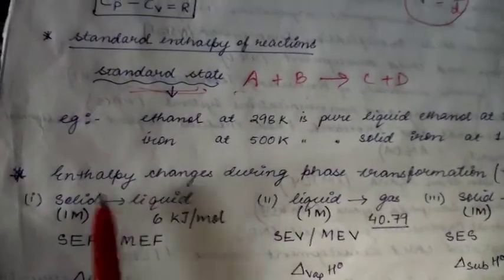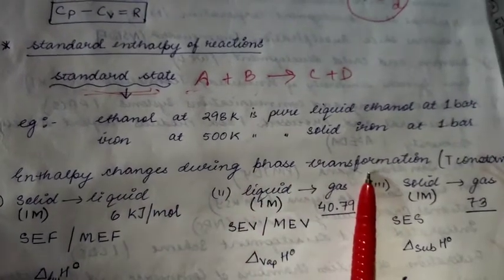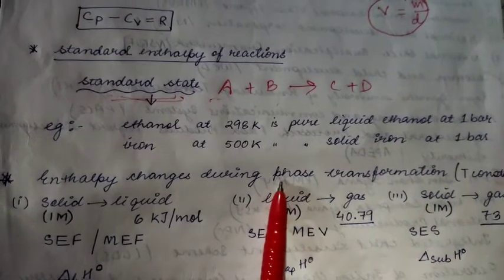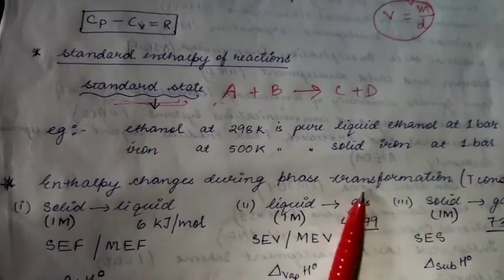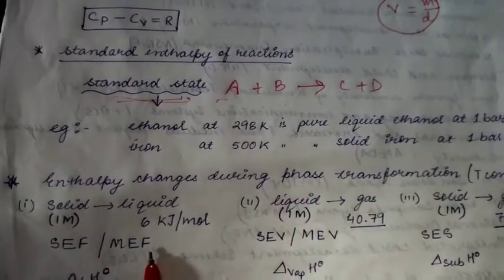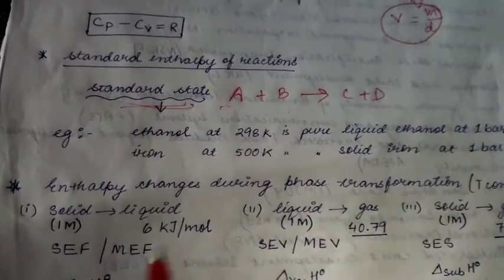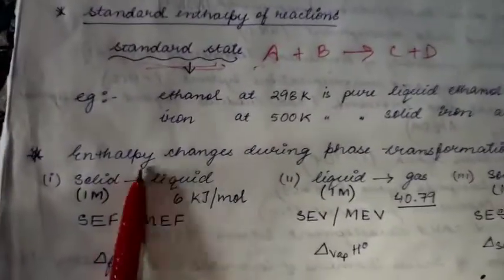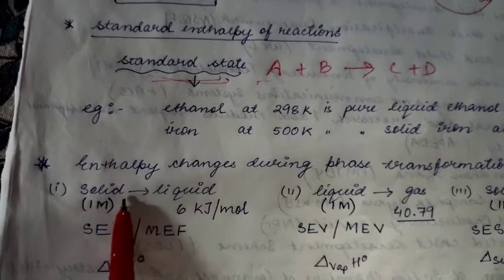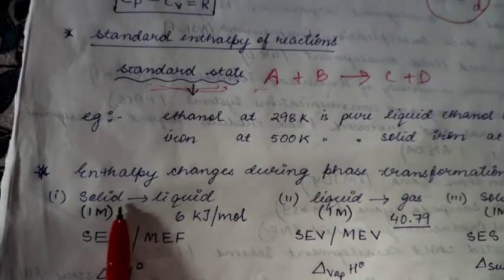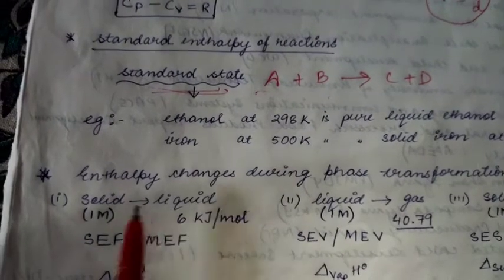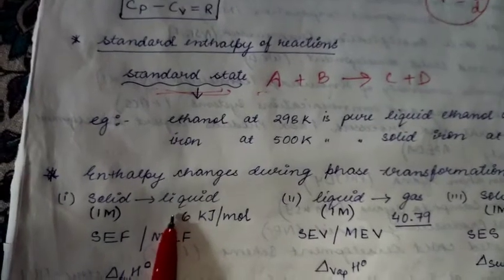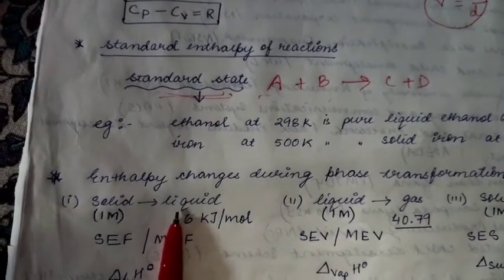Now we will look at enthalpy changes during phase transformation. Phase means state: solid, liquid, gas. Transformation means from solid to liquid, liquid to gas, then solid to gas. All these are transformations of the different states, right? So the first one is from solid to liquid. Whenever a reaction occurs in which a solid is converted to liquid, for example ice is converted to water, that is known as what? Melting, right? This is also known as fusion.